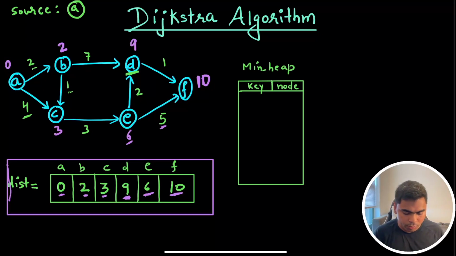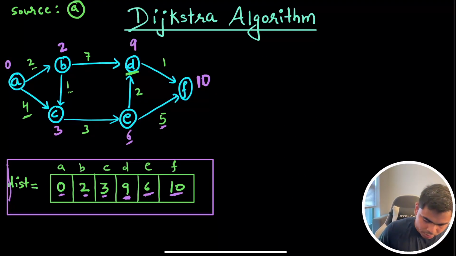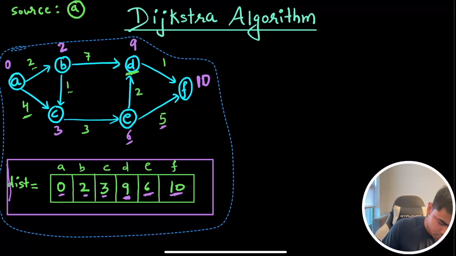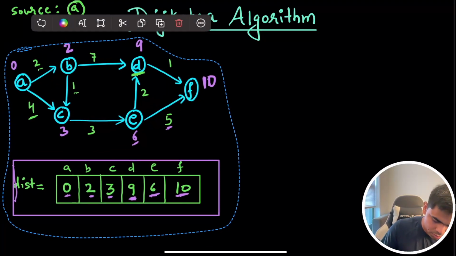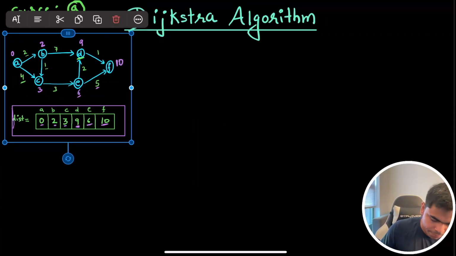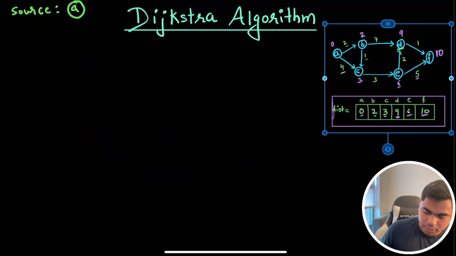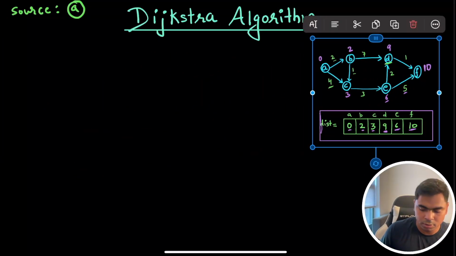Now let's write down the code. It will be pseudocode that I'll be writing. Okay, so I'm just going to remove this for now and make it a little small. And probably let's just shift it to this corner.